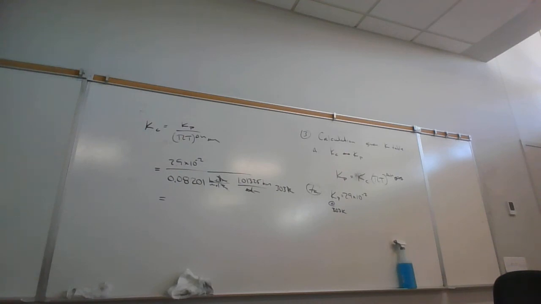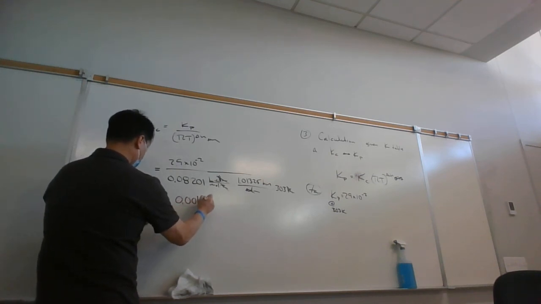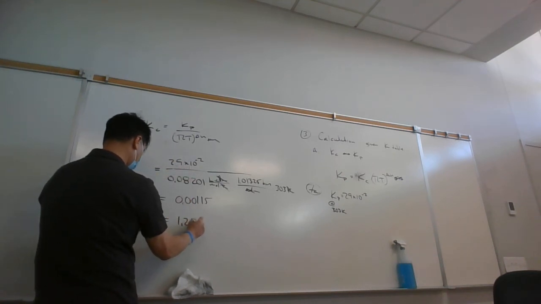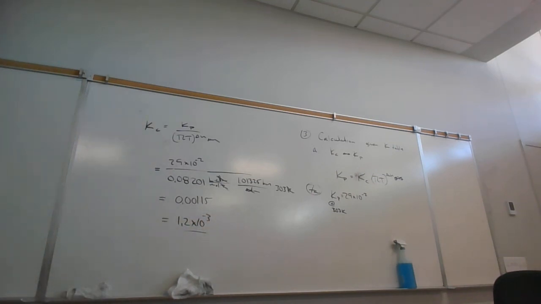So I'm going to do 0.029 divided by 0.08201 divided by 1.01325 divided by 303. And so I'm going to get 0.00115. How many sig figs? I'm allowed 2 sig figs, so I'm going to get 1.2 times 10 to the minus 3 for my Kc. Assuming I did the calculation correctly, that's what we get.